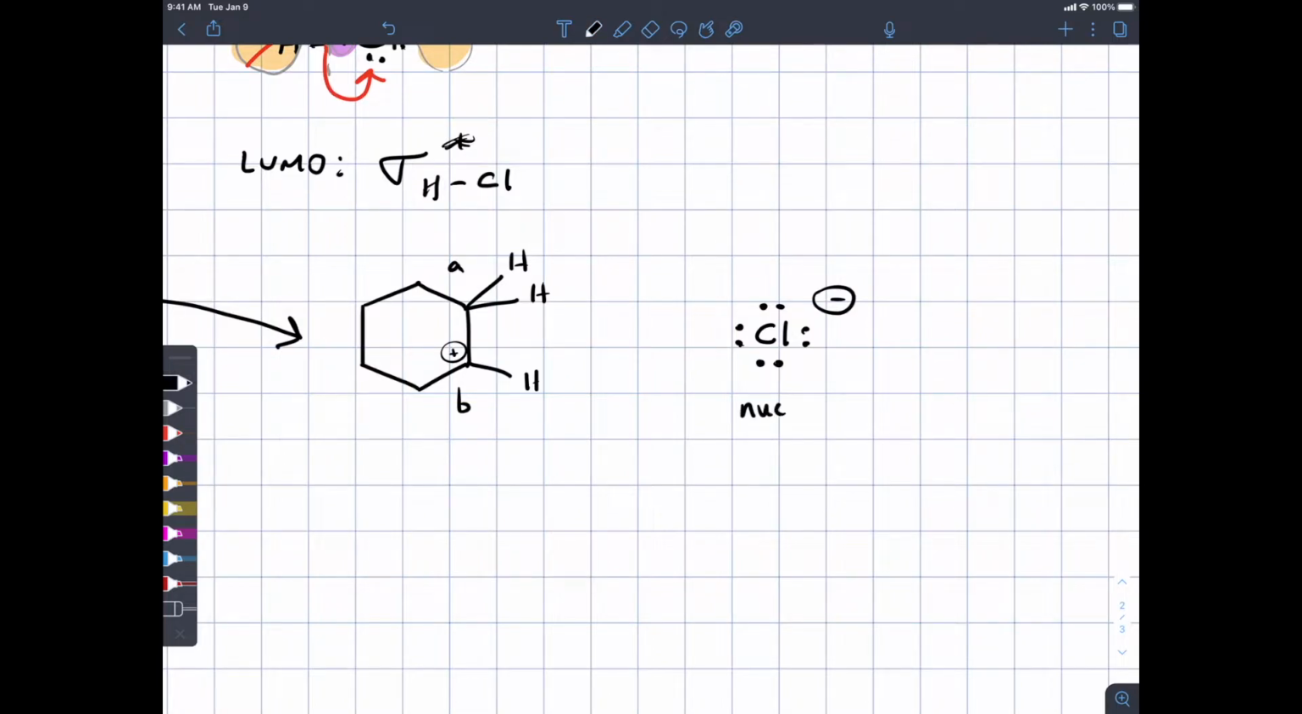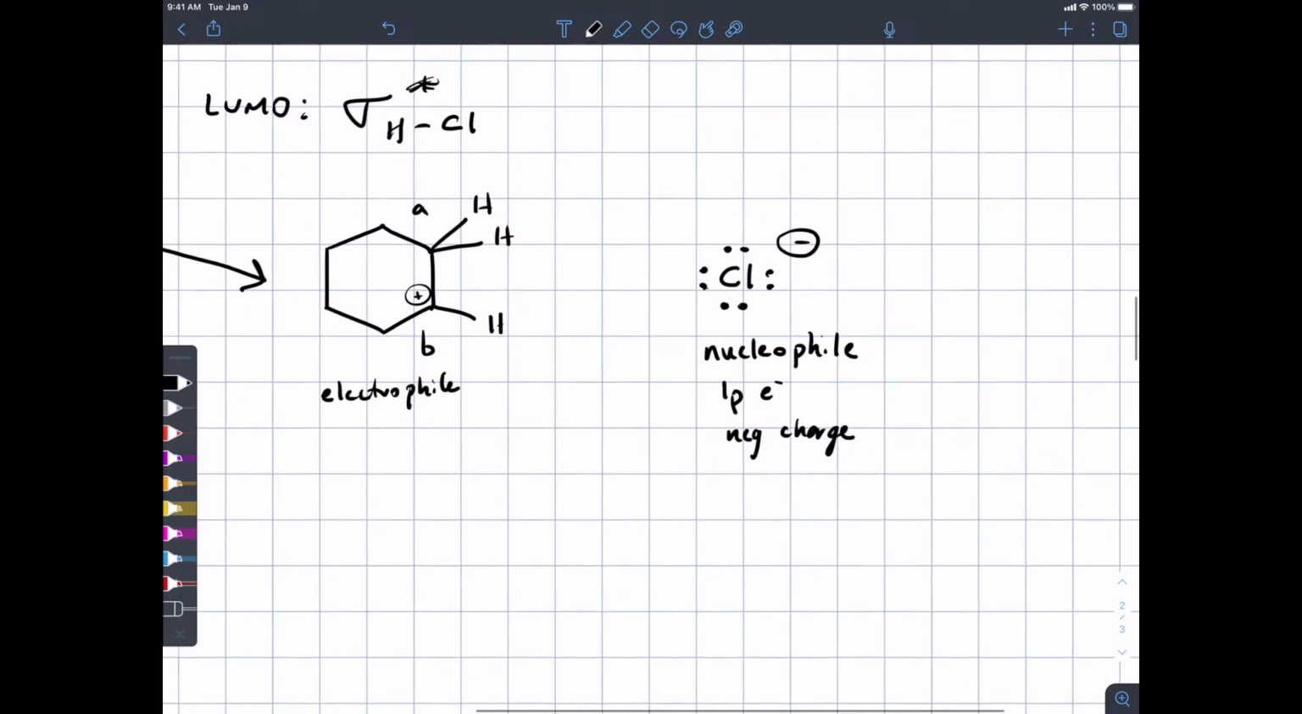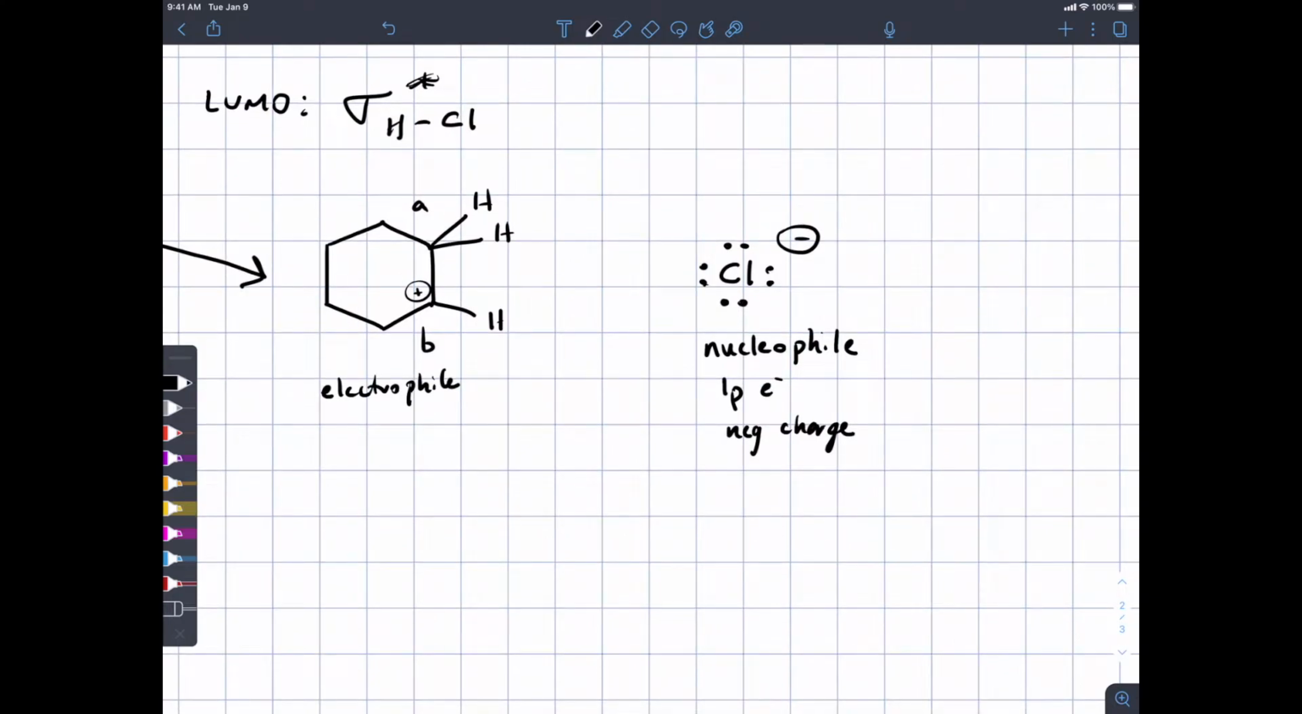Chlorine, because it has lone pair electrons that are high in energy. That's exactly right. Also, it has a negative charge. Sometimes you can identify nucleophiles because they have a negative charge. All right, then the other one would be the electrophile, and you can tell because it has a positive charge.